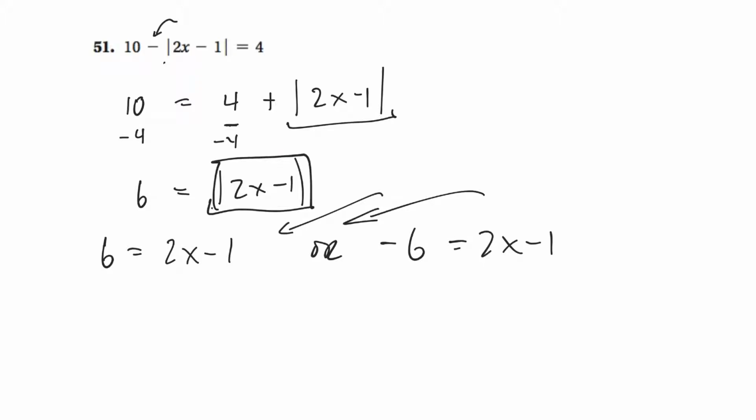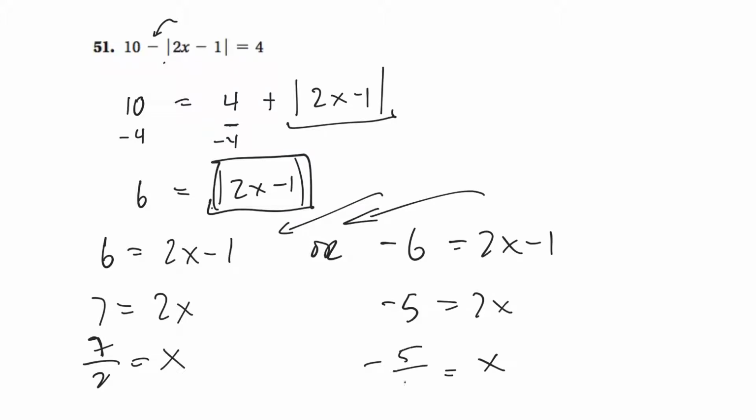Okay, then to solve this, I'll add 1 to both sides. 7 equals 2x, divide both sides by 2. On this side, add 1 to both sides, so it'll be negative 5 equals 2x, and x is equal to negative 5 over 2. All right, here's another one.